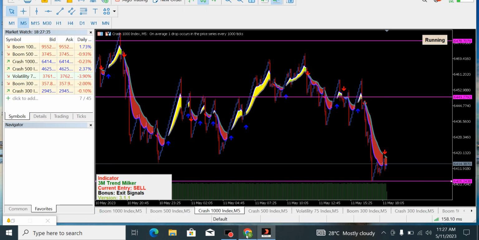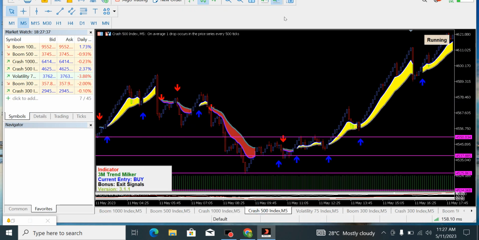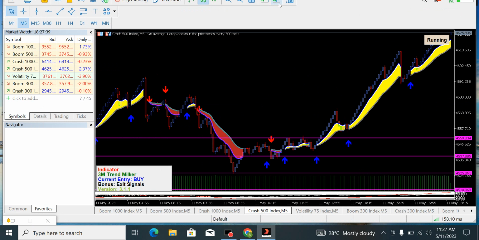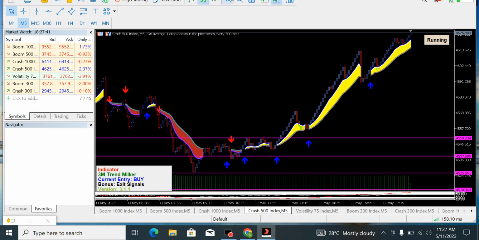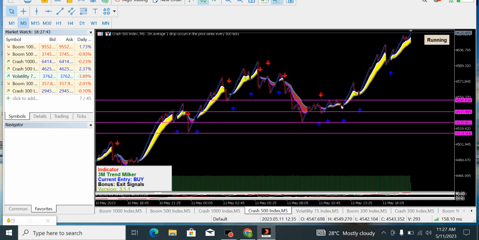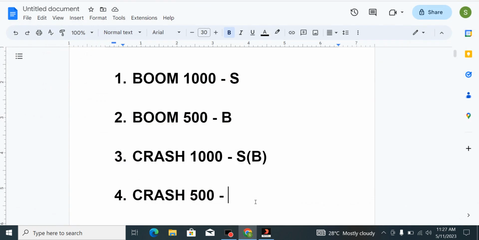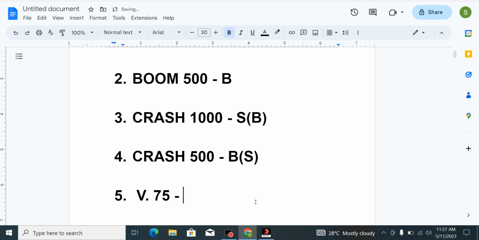Okay, so the next asset is going to be crash 500. This is crash 500, still on 5-minute time frame, and of course this has been on a very strong uptrend guys. It has been on a very strong uptrend. You can see it bought from here till it got to this resistance zone, pulled back and went back up to break out from this resistance zone, and of course it is still buying at the moment. So this is buying at the moment until it is unable to break out above that resistance zone. That is when it will start selling.